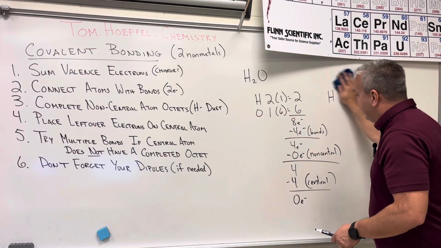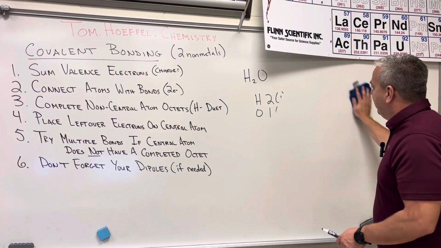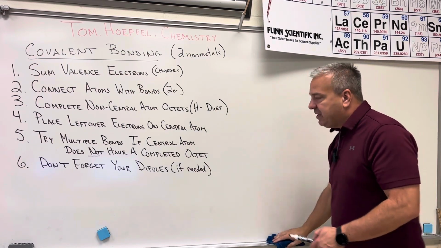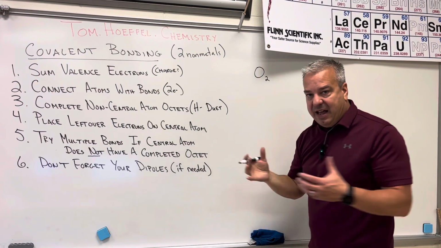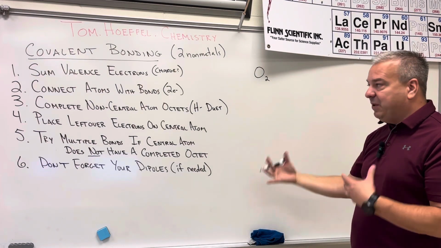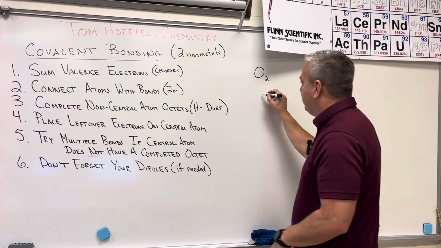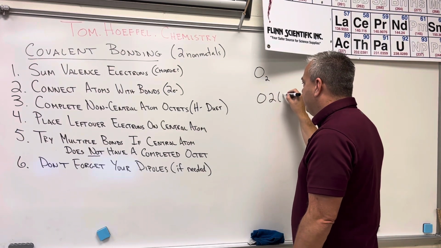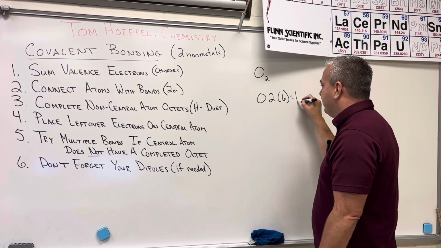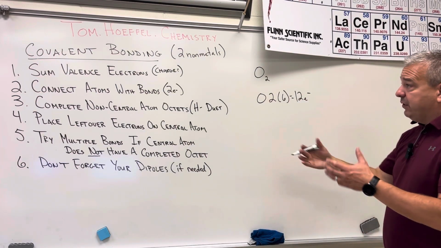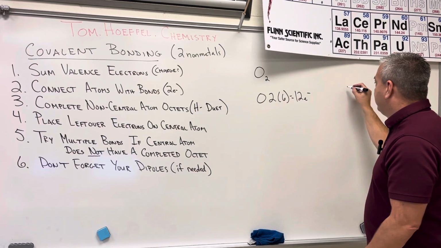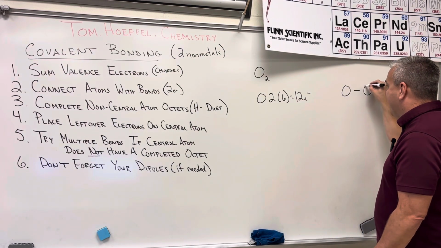I'd like you to try an oxygen molecule. Now this one's going to be a little bit different than the first 2 because the elements are identical. We've got oxygen with oxygen. So let's go ahead and total everything up. Each oxygen is going to donate 6 valence electrons, so we've got 12 electrons. And the first step is to connect it with bonds. So I'm going to connect an oxygen with an oxygen.